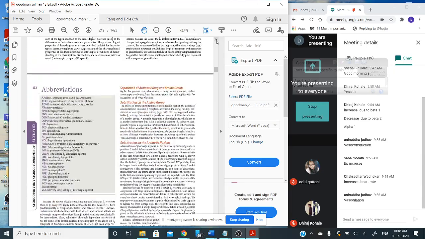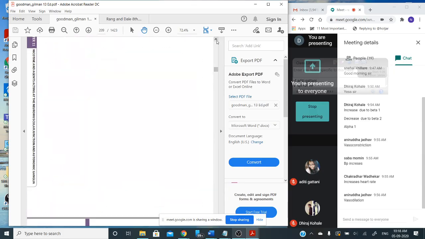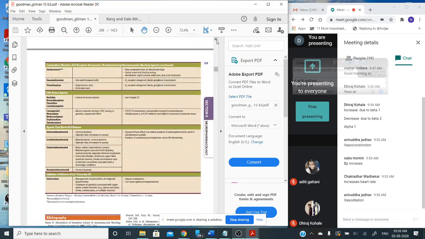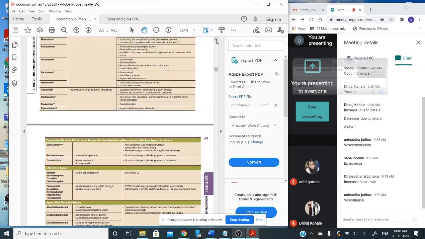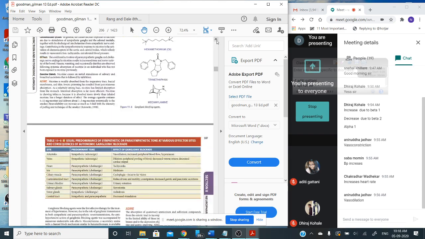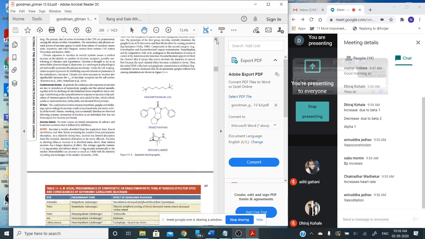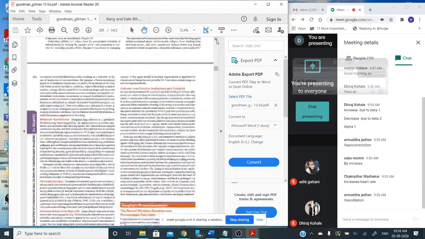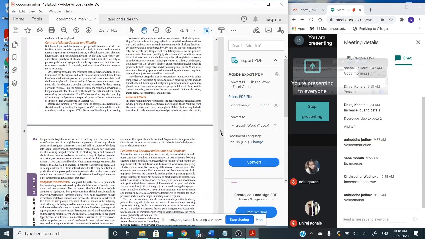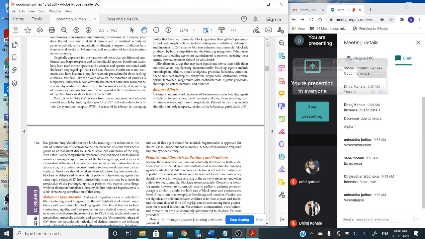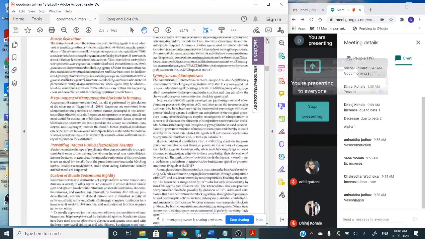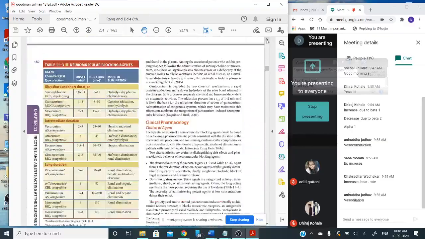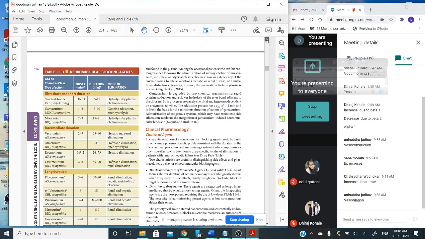I'll show you the various places of action where the cholinergic and adrenergic drugs can act, and this will make it very clear how many places we have for these agents to act, and how it will be important for various activities.